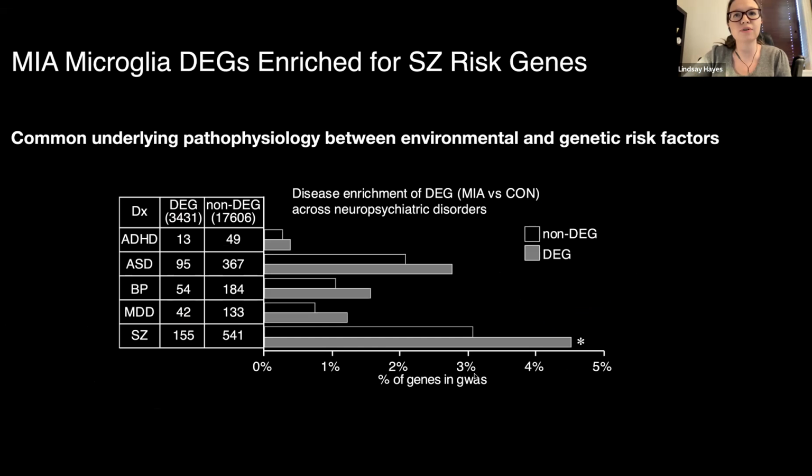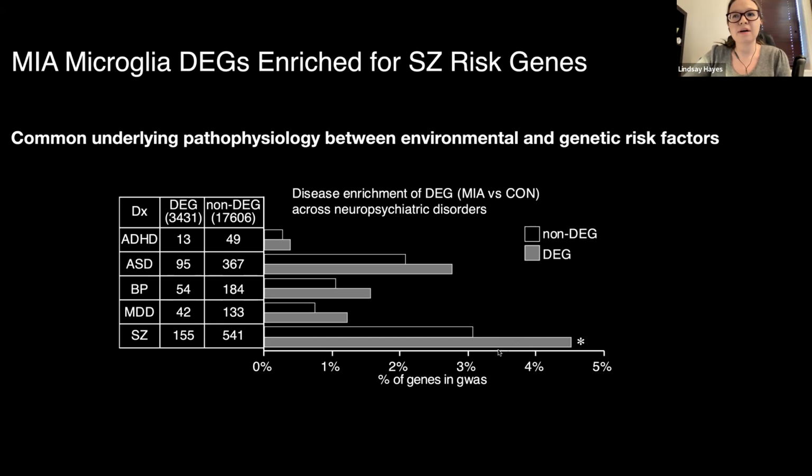Finally, I wanted to determine if the differentially expressed genes in MIA microglia were enriched for genetic risk factors for neurodevelopmental or neuropsychiatric disorders. So I performed a Fisher's exact test to determine if there was an enrichment for GWAS risk factors in these microglia differentially expressed genes. And what I found was that in schizophrenia, there was an enrichment of genetic risk factors in these microglia differentially expressed genes.